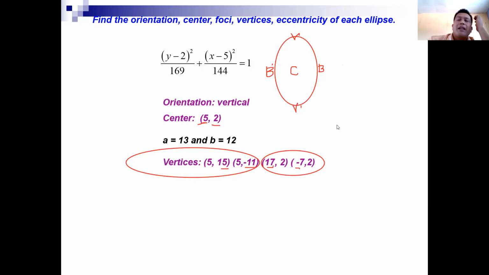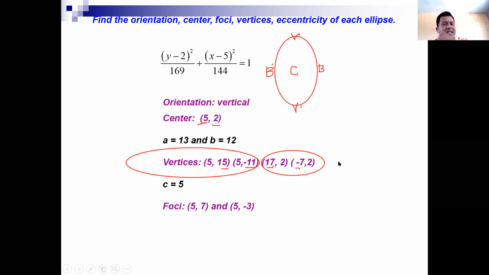For the foci, we have to find the value first of the c with the formula c squared equals a squared minus b squared. So 169 minus 144 is 25. Square root of 25 is 5. So c is equal to 5. So your foci now are going up and going down. So 2 plus 5 is 7. And 2 minus 5 is negative 3. So your foci are at (5, 7) and (5, negative 3). Your eccentricity is 5 over 13.